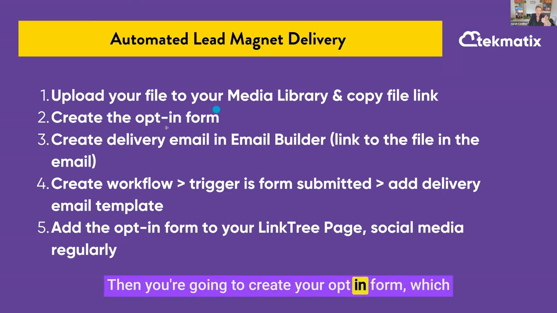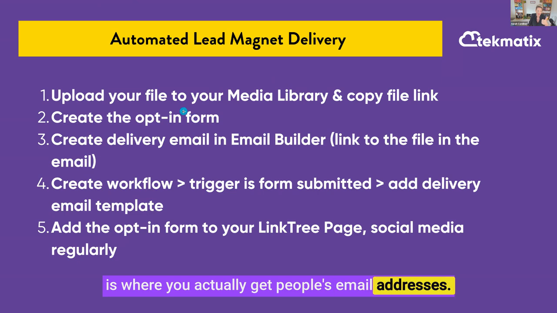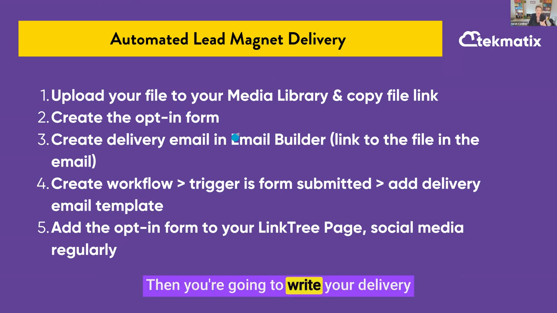Then you're going to create your opt-in form, which is where you actually get people's email addresses. Then you're going to write your delivery email, which will be, "Hi, first name. Thanks for opting into my something checklist. Here's the link to get the checklist that you opted in for." Then you're going to create your workflow. The trigger is that somebody submitted that opt-in form, and then you're going to send them that email that you've just made that includes the download link to your file.